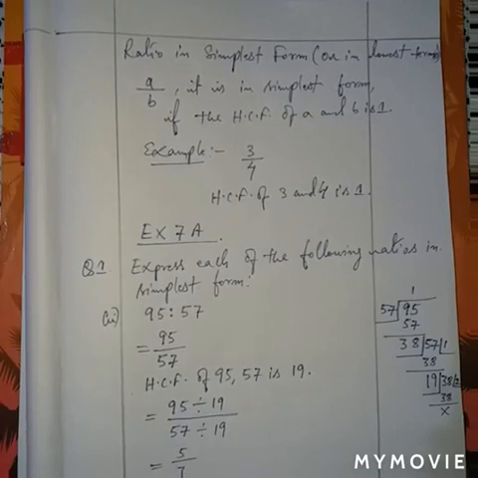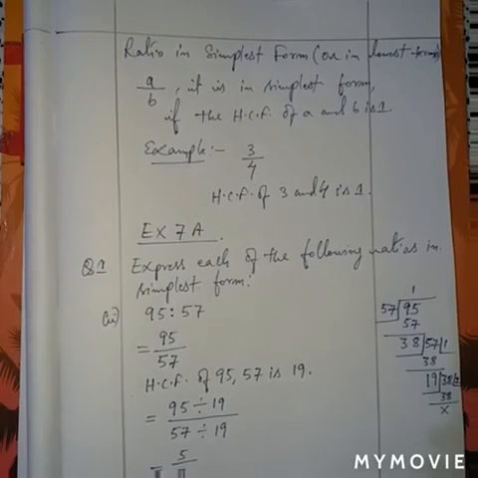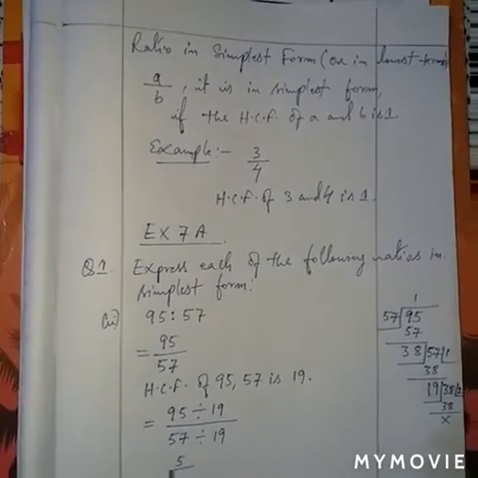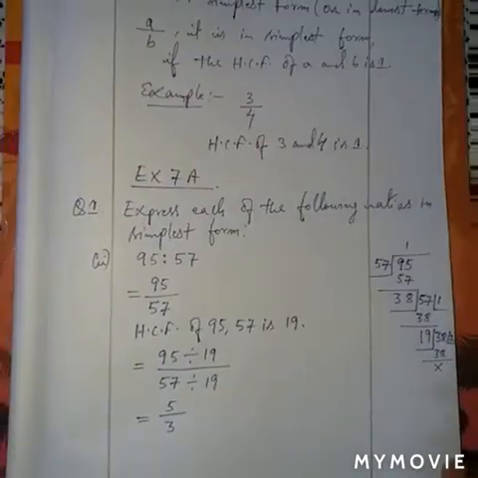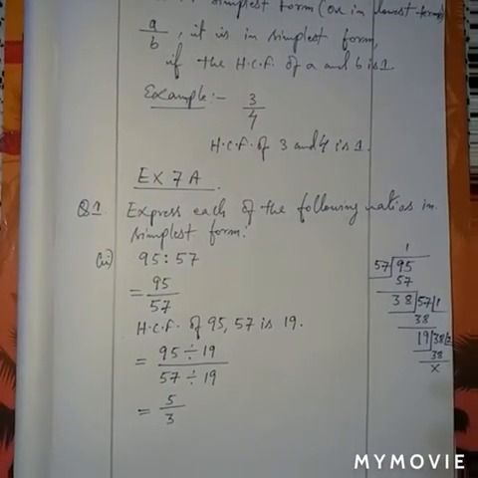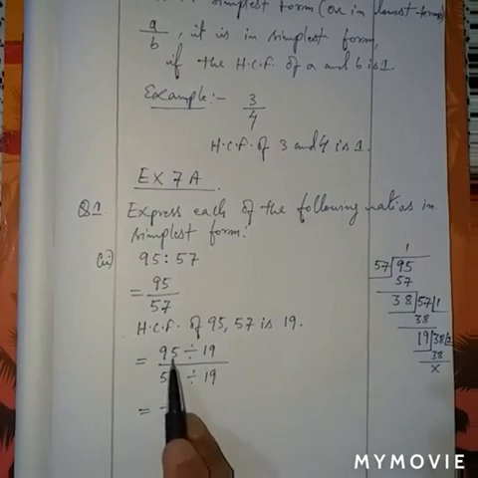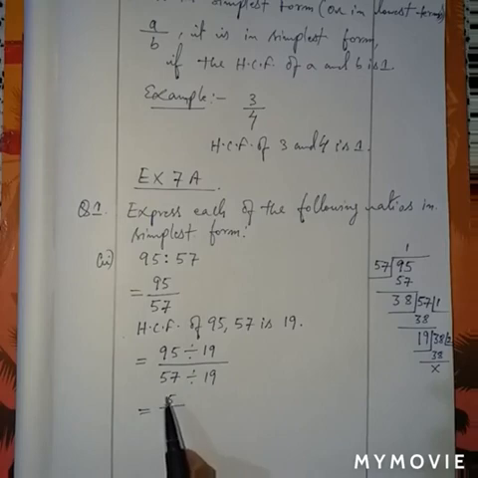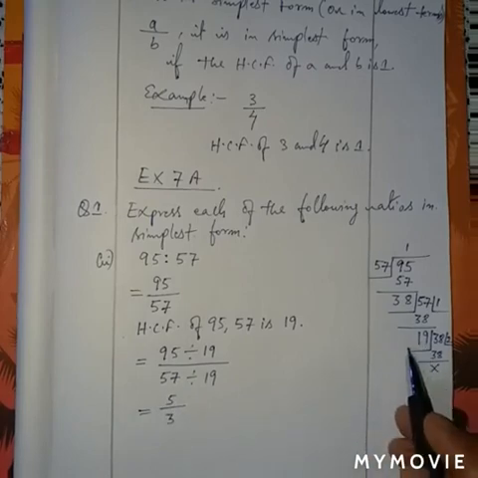So this is the simplest form. Okay, this is the simplest form. You can see here, as it was not capturing by the camera. So here 19 5s are 95 and 19 3s are 57. If you are having problem in finding HCF, so you need to practice.